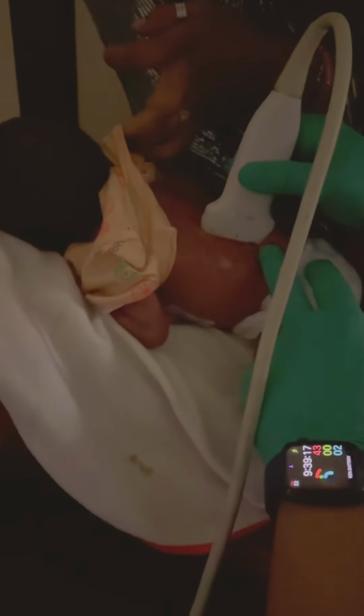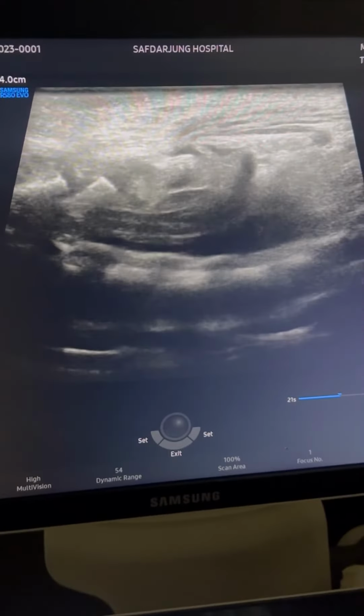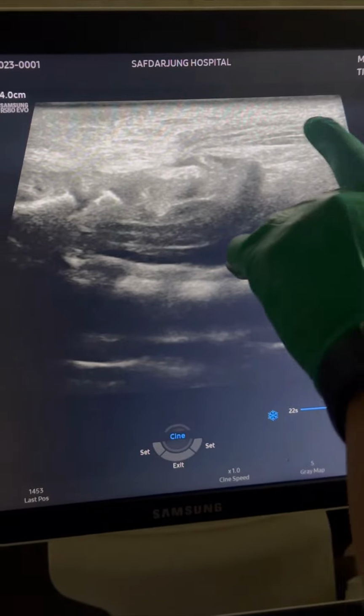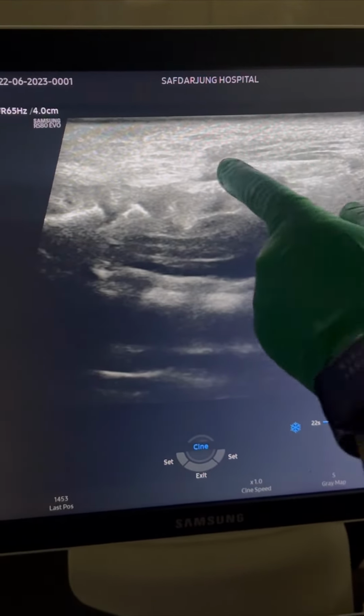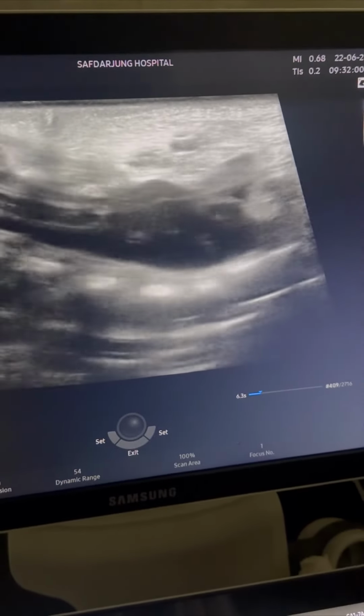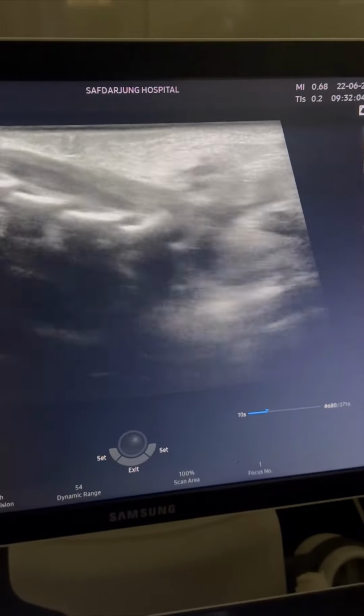We see that at this level, the spinal cord or the conus medullaris should have ended, but it is not ending, so it is a low-lying cord, and we see the clear communication of the neural placode with the subcutaneous soft tissue, and it is covered with skin, so it is a closed spinal dysraphism, and it is a lipomyelomeningocele.